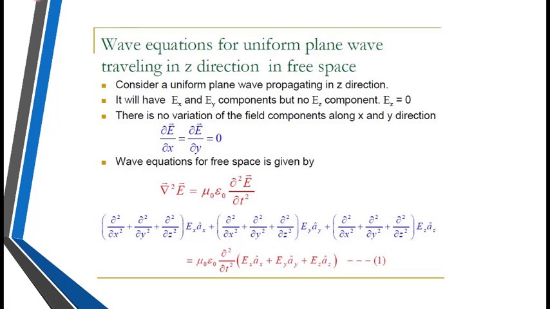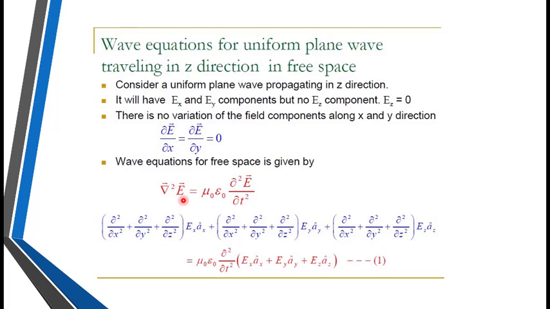So there is no variation of the field components along xy direction. So we consider that ∂E/∂x or ∂E/∂y is equal to 0. Wave equation for free space therefore is given by, we know already this equation, we just derived this equation, ∇²E is equal to μ ε, or if it is a free space then it is μ0 ε0 ∂²E/∂t². This is the general form of equations we have just seen. But what is ∇²? This is Laplacian operator and Laplacian operator is given by ∂²/∂x², ∂²/∂y², ∂²/∂z².